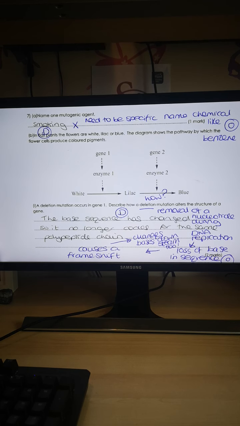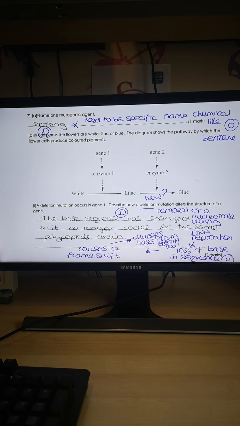Okay, so the first mark point they didn't get. It's no good. You cannot name one mutagenic agent and say smoking or cigarette smoke or something vague like that. It has to be a specific name. So if you're going to go for something chemically, a carcinogen, you have to name it. So you have to write benzene, or you can write X-ray, or you can write gamma radiation. So it's got to be specific.